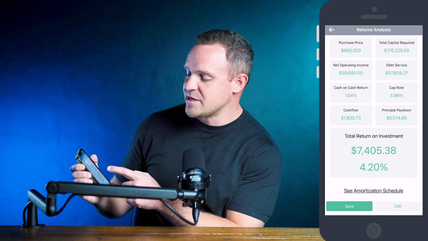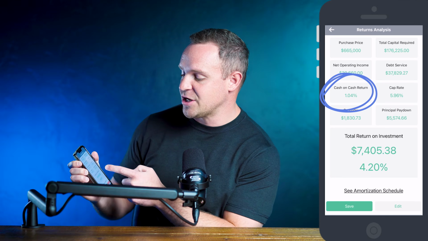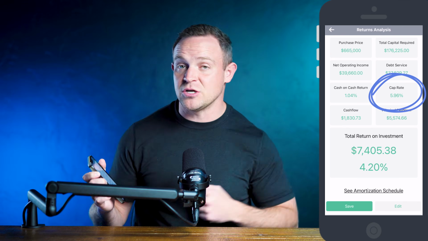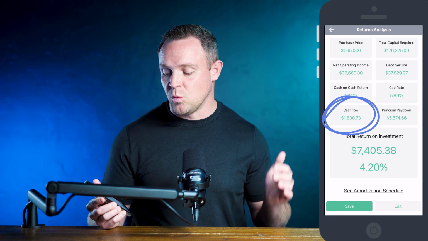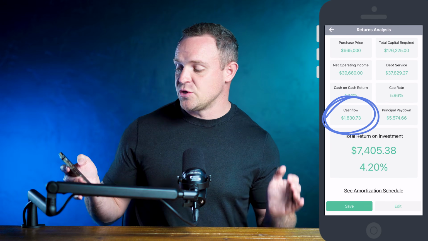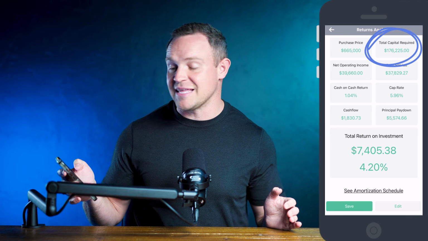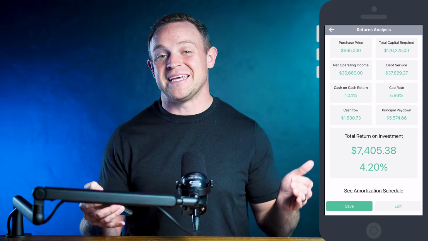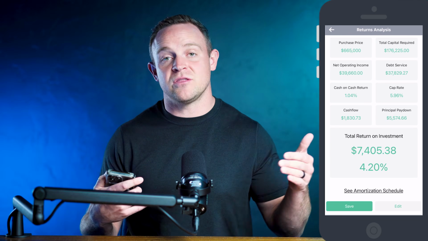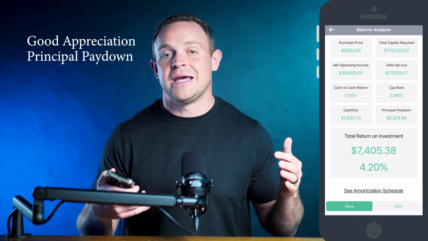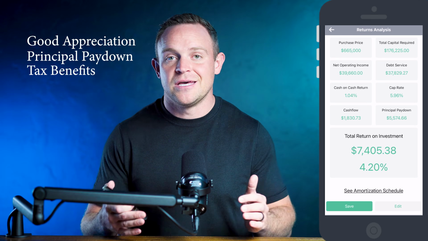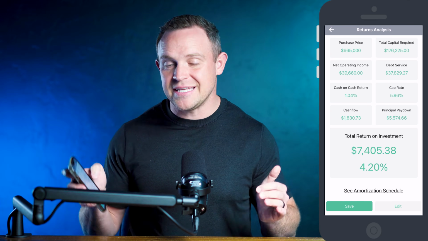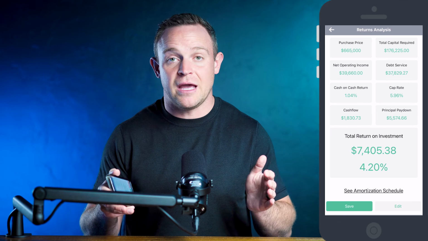So as you can see for this property, it's at a 1% cash on cash return with a 5.96% cap rate. This makes it so that your cash flow on this property is only $1,830. So you're investing $176,000 plus to only get $1,830 in cash flow every year. That to me, even with good appreciation, principal pay down, and the tax benefits you get from real estate, does not make sense as a buy. And so for this particular deal at this price, it would be a hard pass.